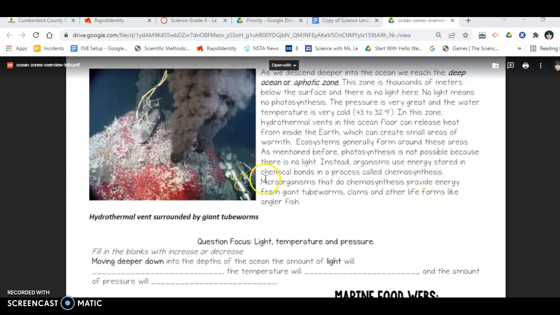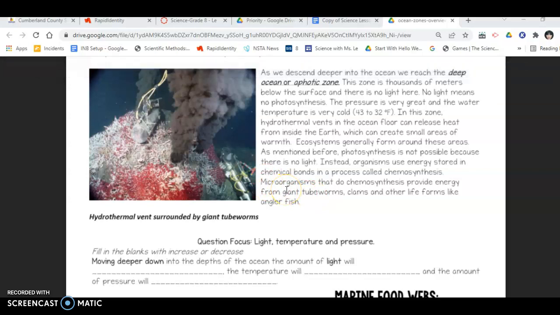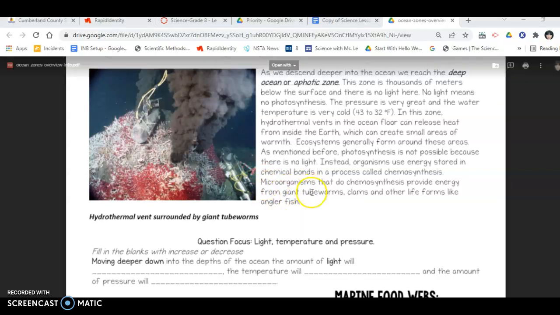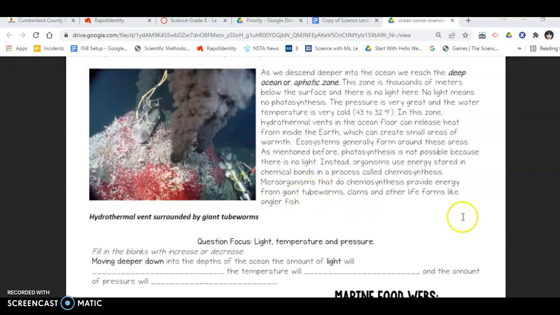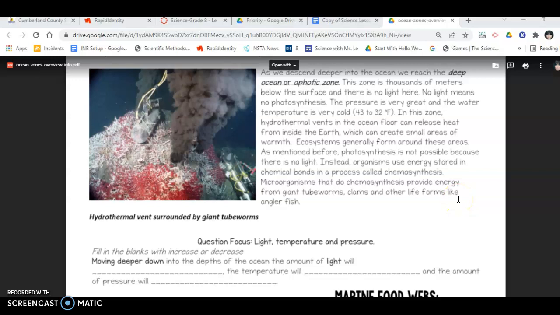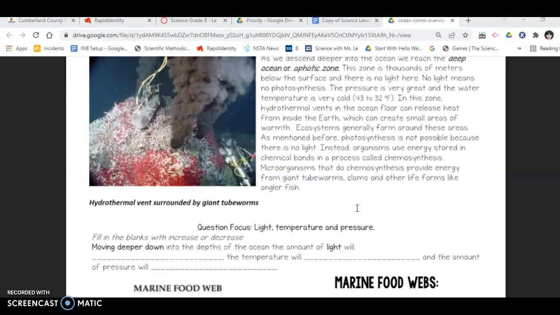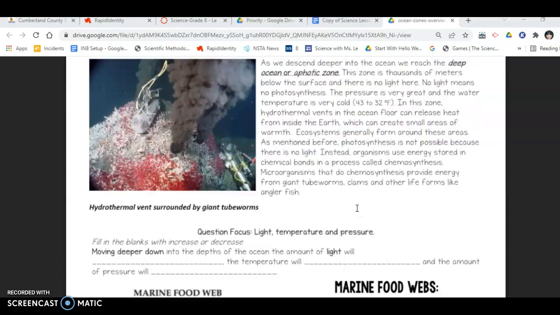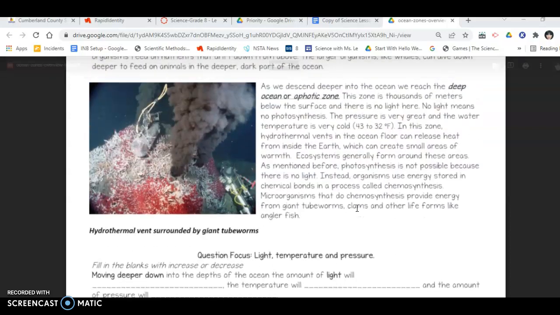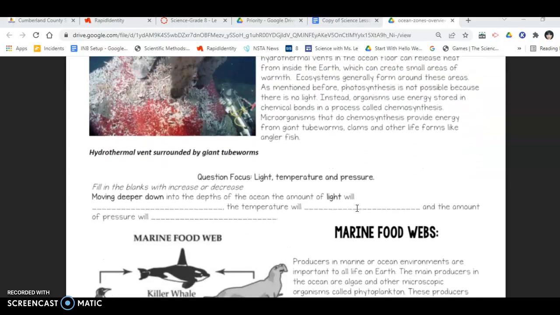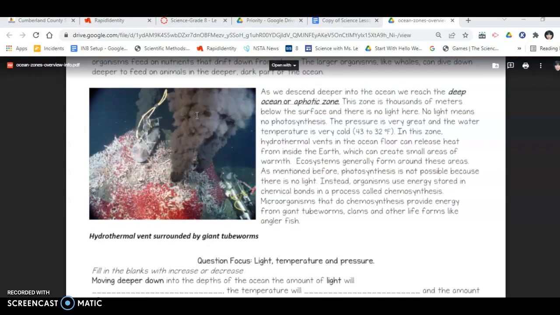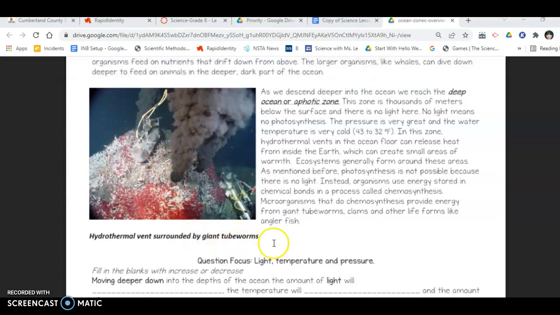Write that word down. Microorganisms that do chemosynthesis provide energy for giant tube worms, clams, and other life forms like anglerfish. Anybody heard of an anglerfish? Do y'all know what that is? Have you ever seen the picture of the fish that has the light on his head? He looks like he's got a flashlight on his head. That's called an anglerfish. And he very much does live in the deep ocean, or the aphotic zone. And he is adapted to that, and he can see because he has a light on his head. All right. So right here in the picture, you can see a hydrothermal vent that is surrounded by giant tube worms, because they like that, right?